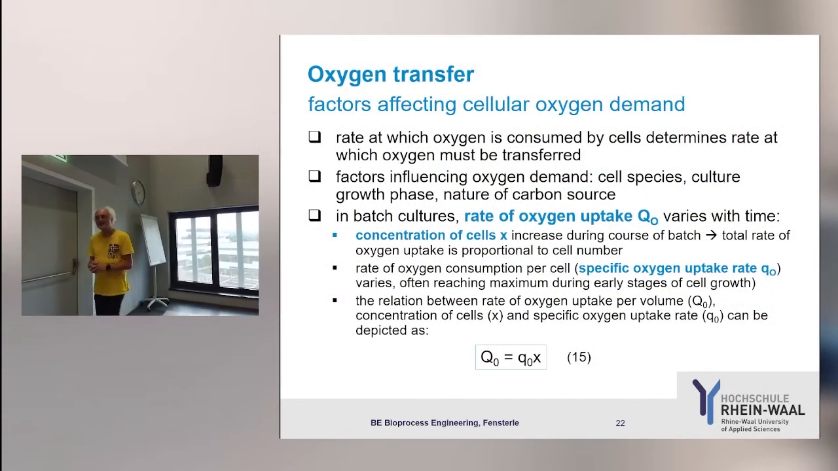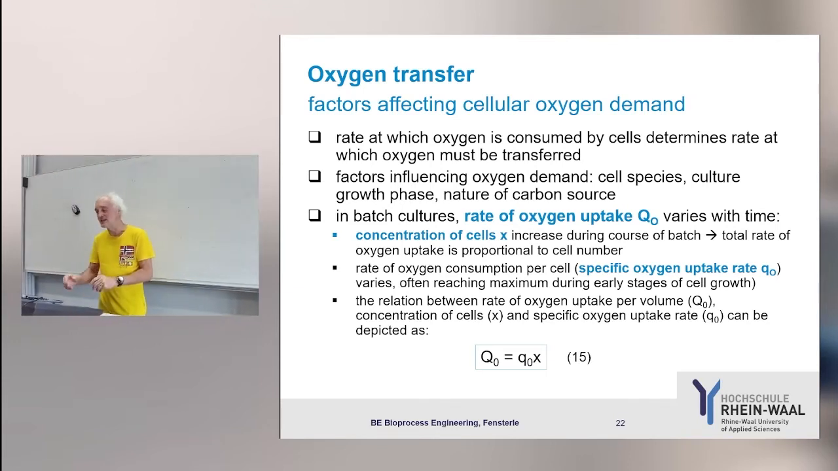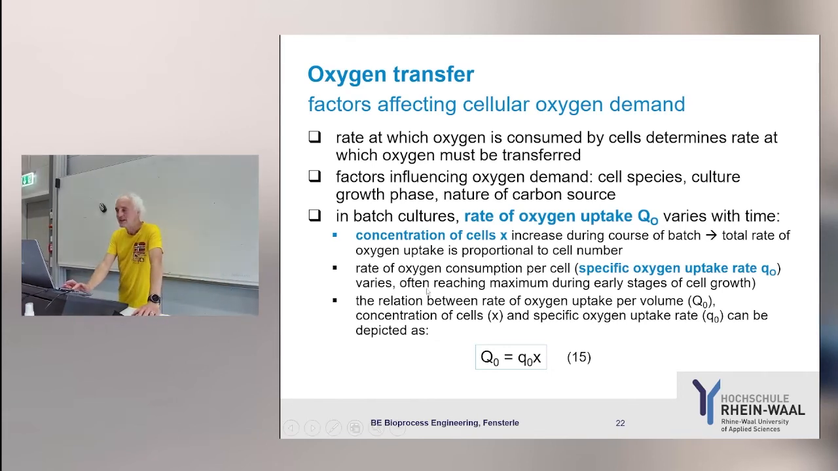So mass transfer makes us happy because we think of how this oxygen is being transferred, and we already said that oxygen transfer is not so easy because the solubility of oxygen is so low, which is a problem. Now, what factor actually affects the oxygen demand?